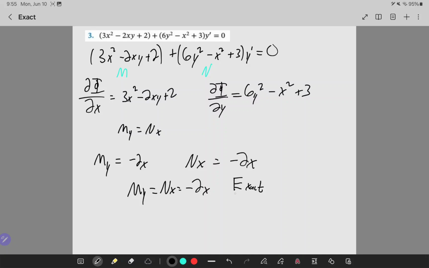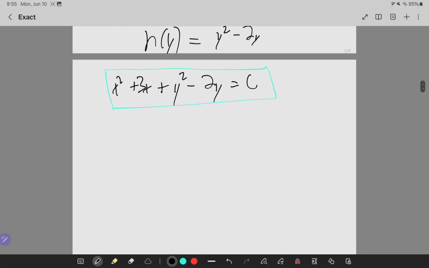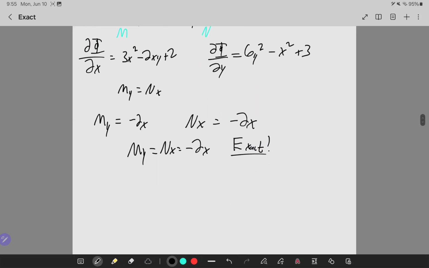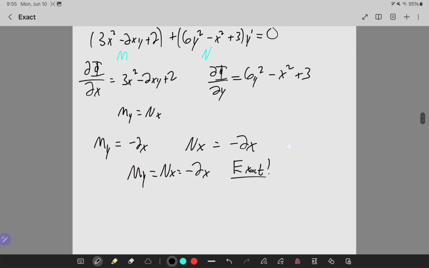So now we need to find the general solution, right? Also, I don't know if I mentioned this before, but the solution to a differential equation is called a general solution. All right, that's a general solution. So now let's find our general solution for this problem.